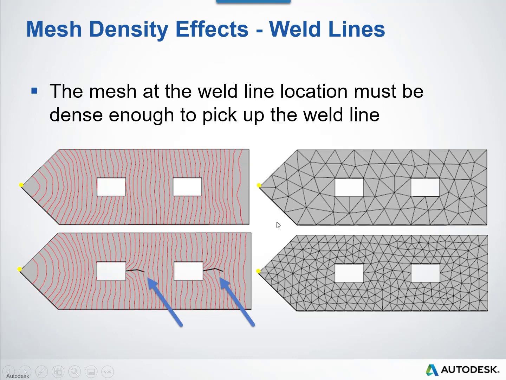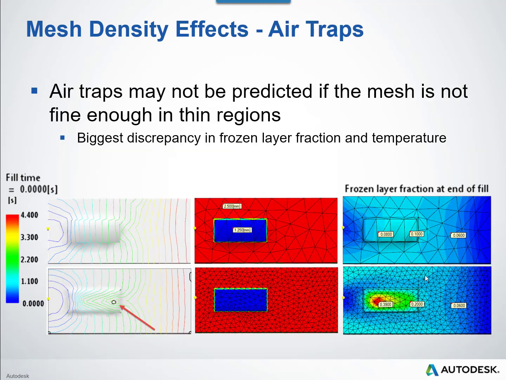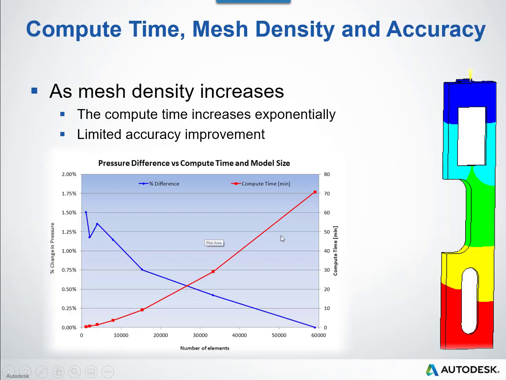Same is for the weld line. If you don't have elements to represent the weld line where it needs to be formed, you will not get the exact location of the weld line, and sufficient elements should be there to represent that weld line. And same is for the air trap as well. If you don't have a uniform fine mesh where the geometries are critical, you may not be able to capture that exact effect. Here in this case it has been captured with a finer mesh compared to here, where we have a coarser mesh.